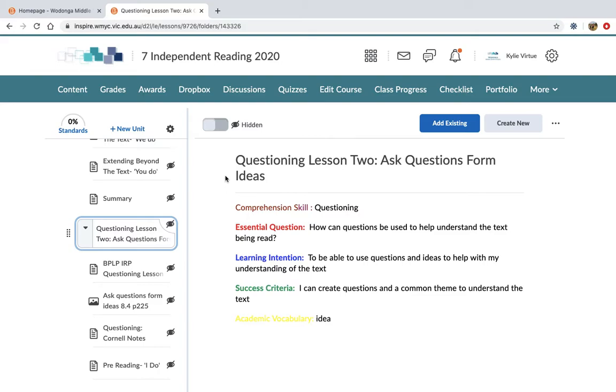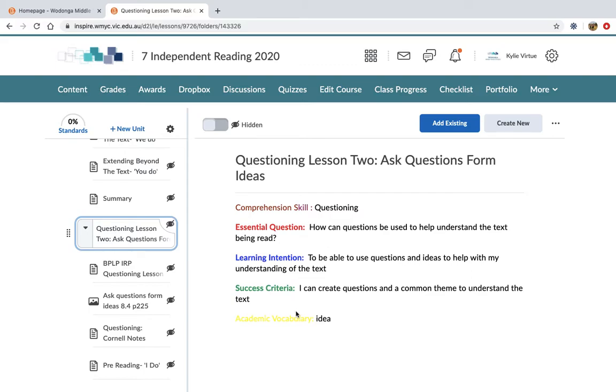We are looking at lesson 2 of questioning this week. So we're asking questions to form ideas. And if we have a little look at the essential question, it says, how can questions be used to help understand the text being read? Our learning intention is to be able to use questions and ideas to help with your understanding of the text.